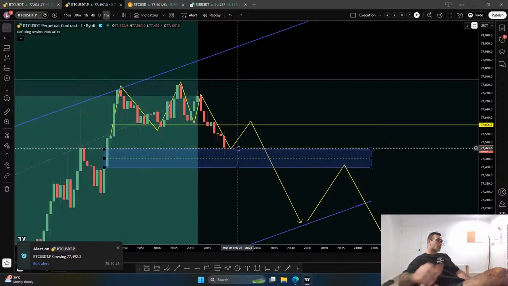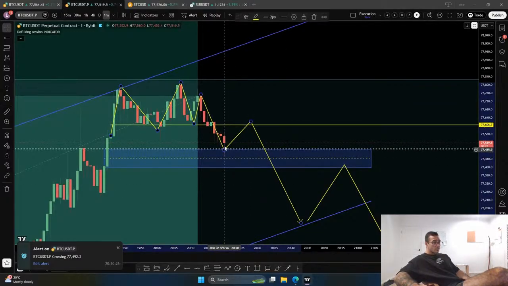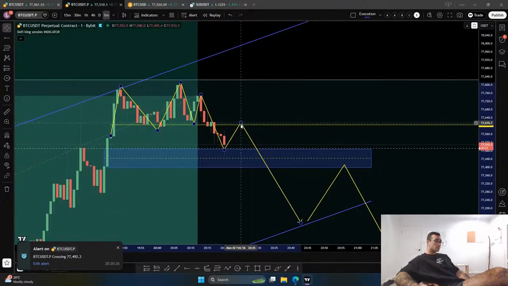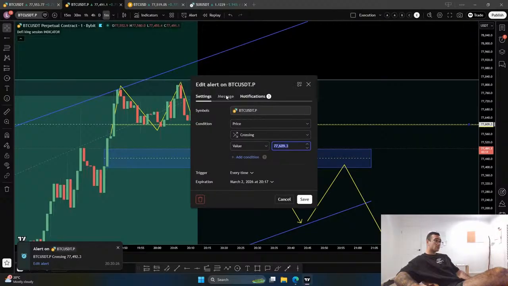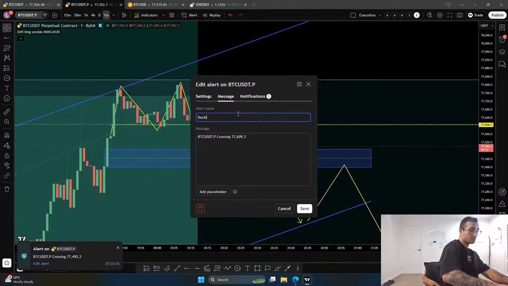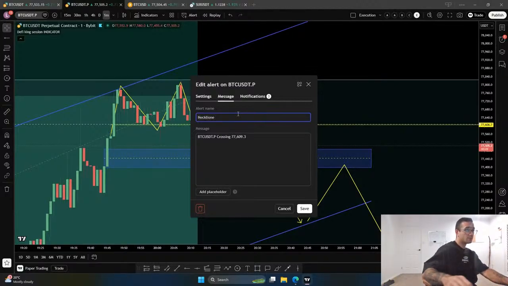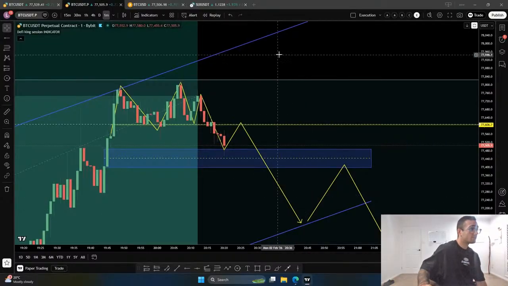Cool. So that there is giving me the initial, we have created that head and shoulders pattern. We're now waiting for it. This is now going to come up here. We're going to edit this. We're going to call this the neckline. Oops. Neckline. Settings. Save. Yep.